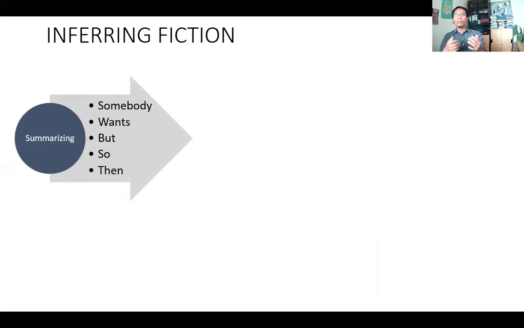You can almost always summarize a story in that manner. Somebody wants, but, so, then. Just find the characters, the obsession or purpose, the problem, the conflict, and how the character tries to get around the conflict or solve the conflict, and how it eventually ends. So summarizing is the first stage there.